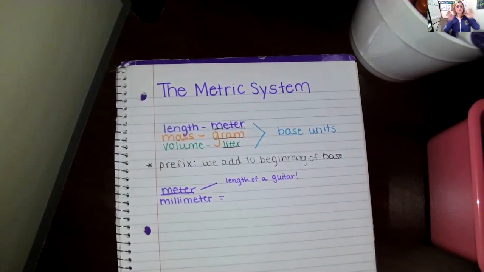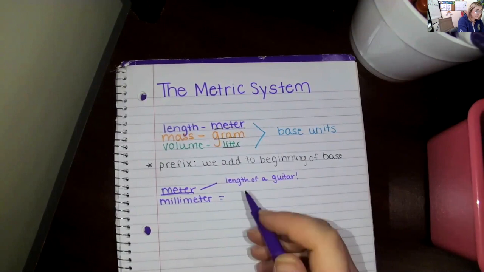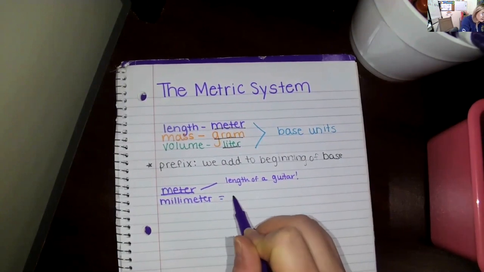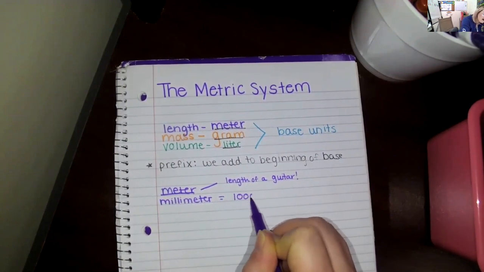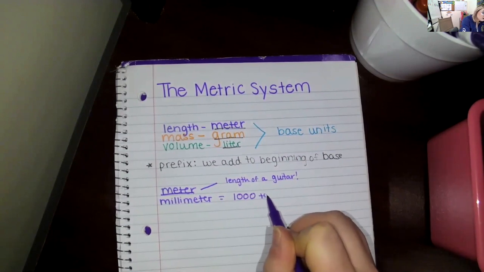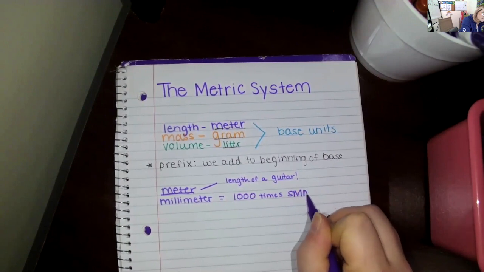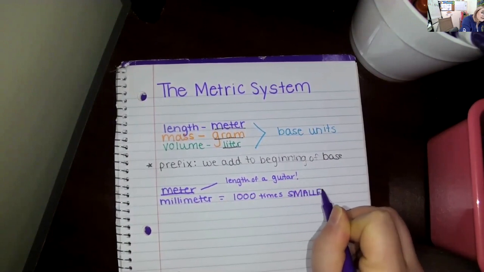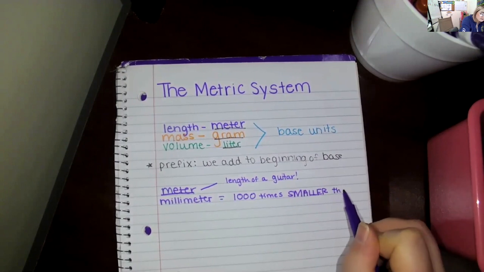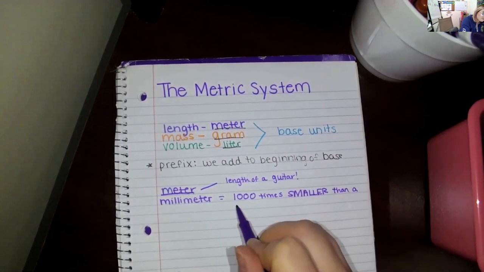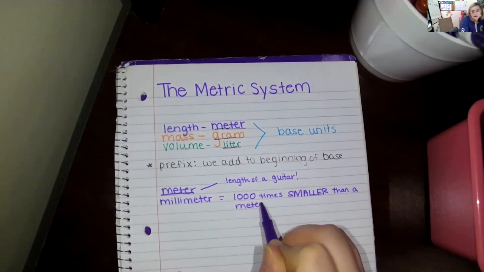So that should give us a reference point for when we think of meters, how long it should be. So a meter is about the length of a guitar. A millimeter is actually going to be way smaller. And here's how much smaller. It is about 1,000 times smaller than a meter. So that should tell you a millimeter is really tiny.